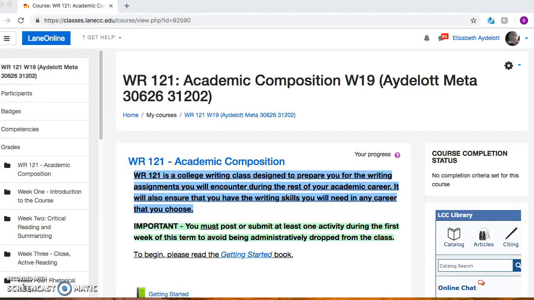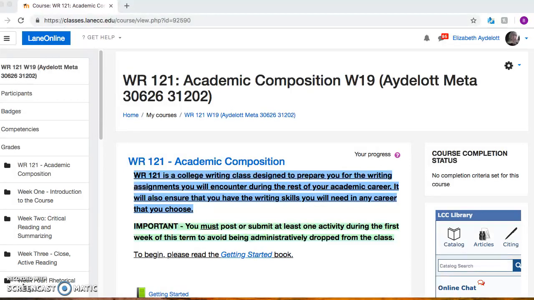This course is designed to help you with writing assignments in any course you will take the rest of your life. It's also designed to help you with any writing that you need to do in the workplace because, as you know, any position past the entry-level position requires writing of some sort: reports, estimates, presentations, something like that. You need the writing skills. So, you're taking this course this term.